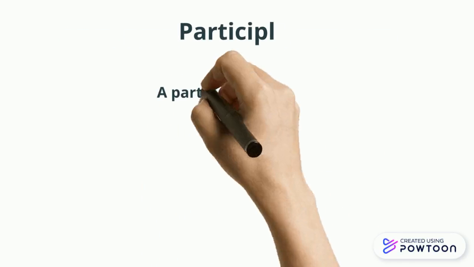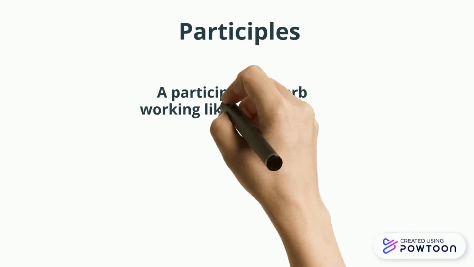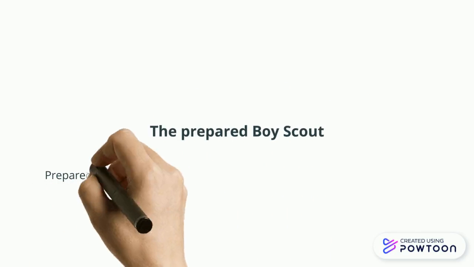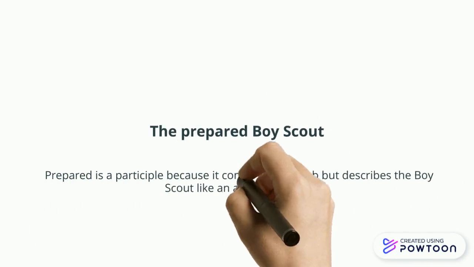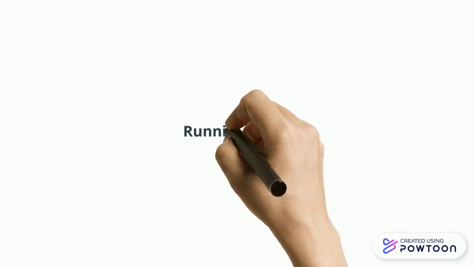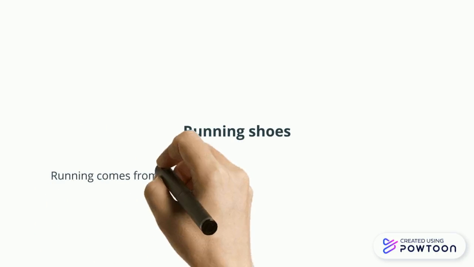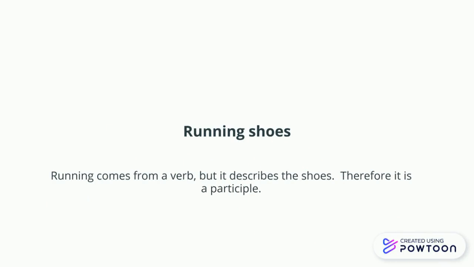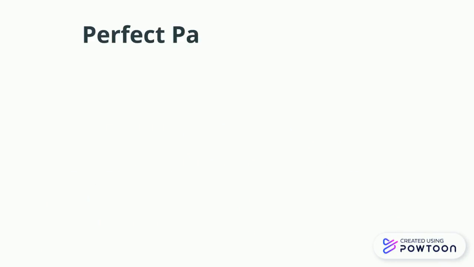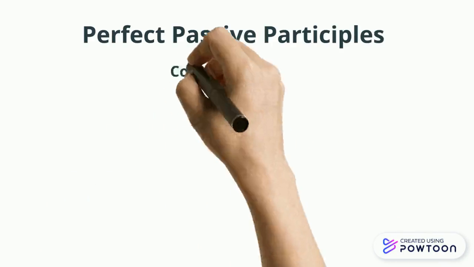A participle is a verb working like an adjective. In the phrase, the prepared Boy Scout, prepared is a participle that comes from a verb and describes. In the phrase running shoes, running is also a participle because it comes from run and describes the shoes. A common participle is the perfect passive participle.